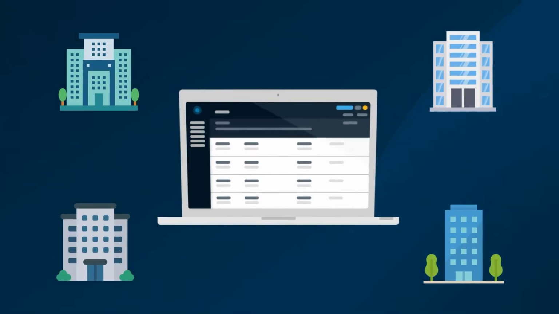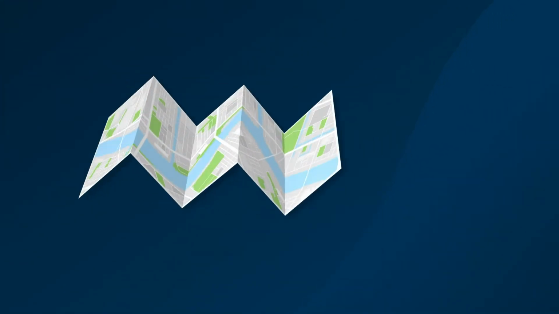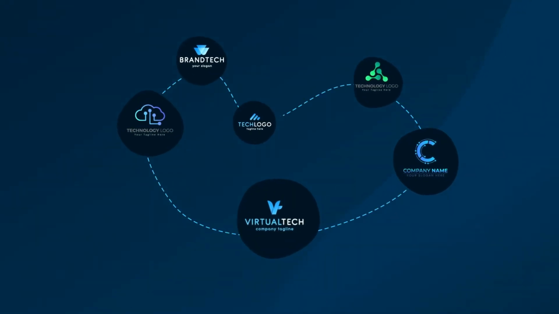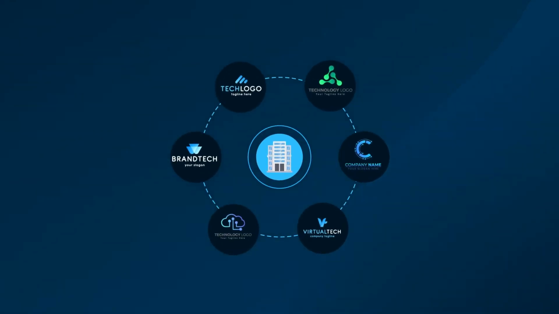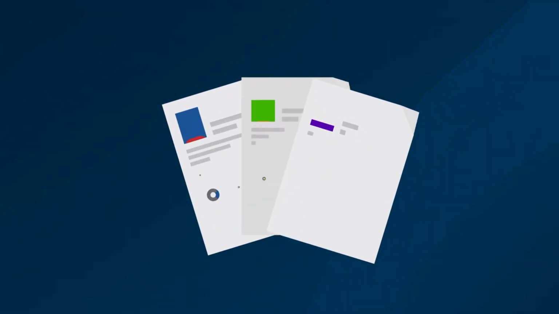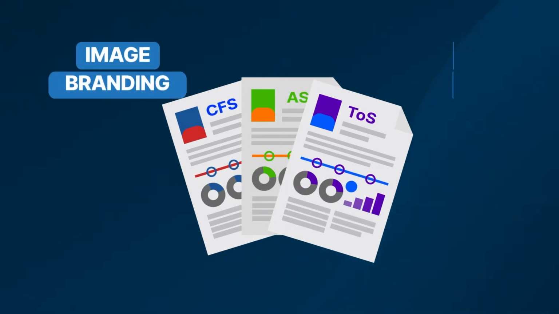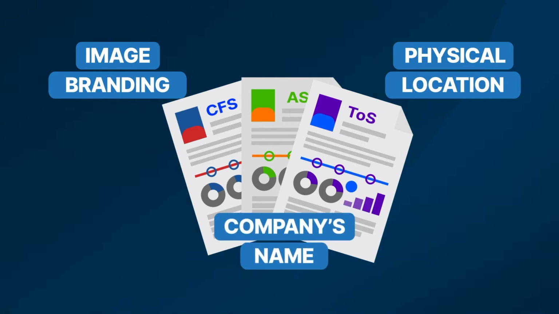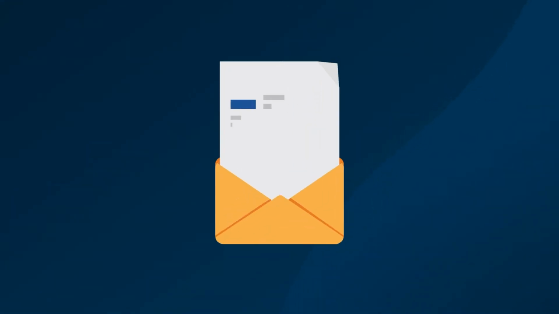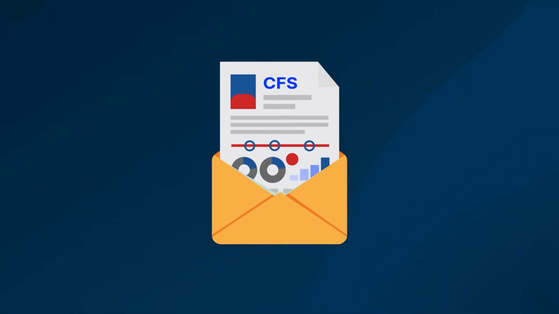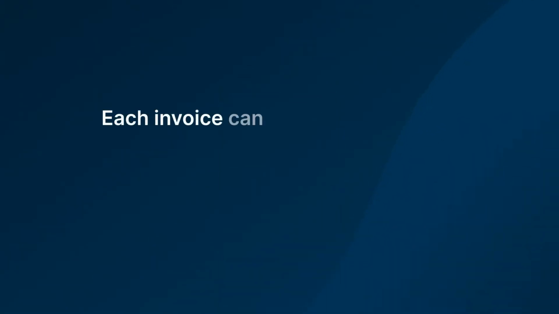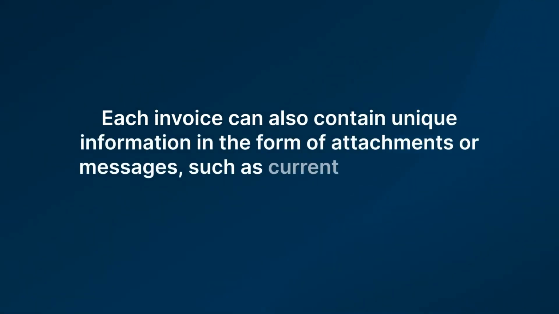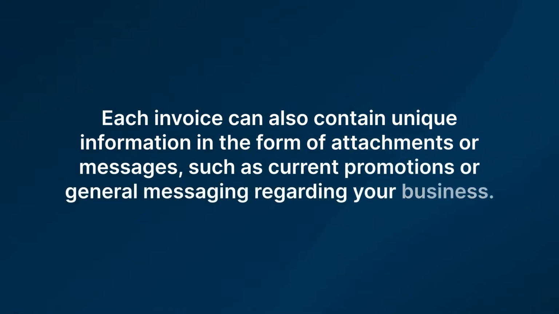When you operate multiple distinct organizations out of one instance, or in similar geographical areas, it's important to ensure that your customers are able to easily distinguish between the different organizations. For this reason, adding a company to Sonar allows you to customize the invoice by adding image branding, physical location information for your business, and the company's name as a header. Invoices will be sent to customers based on the company they're assigned to as they get activated in your instance. Each invoice can also contain unique information in the form of attachments or messages, such as current promotions or general messaging regarding your businesses.